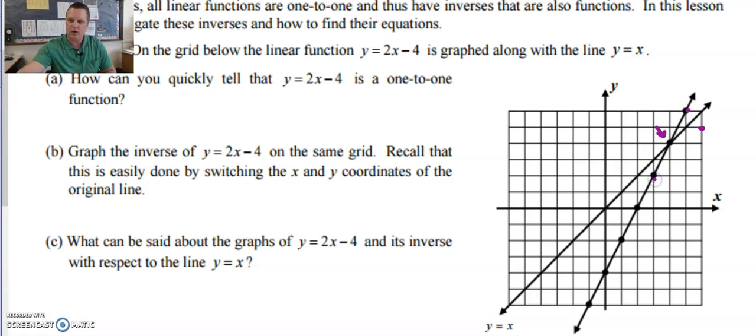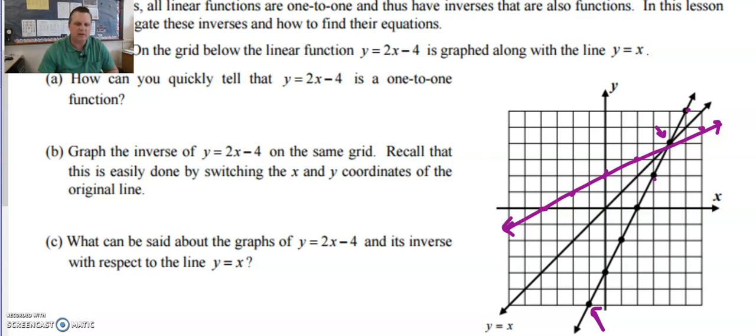(3, 2) becomes (2, 3). (2, 0) becomes (0, 2). (1, -2) is (-2, 1). And then I have (0, -4), which is (-4, 0). And then this last one down here is (-1, -6), which becomes (-6, -1). Okay, so here is the new line. And again, you have to have arrows on it. Okay, so we just switched the x's and the y's and we did it.